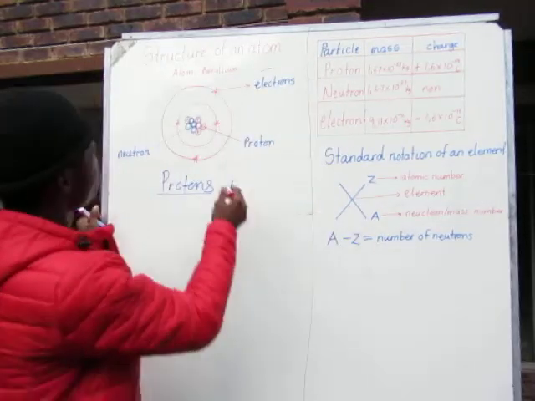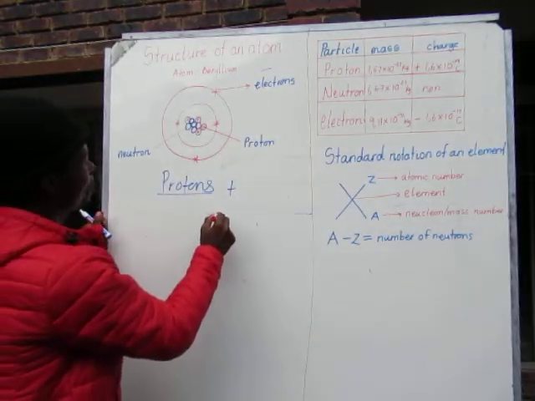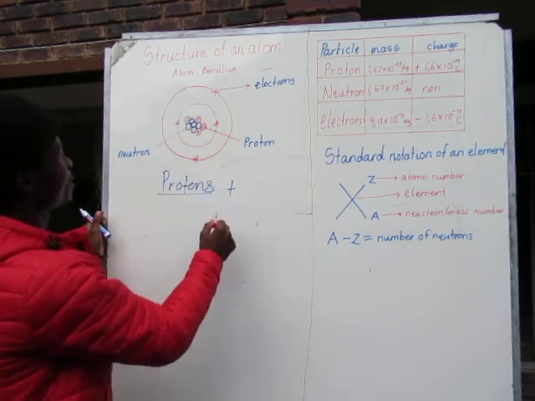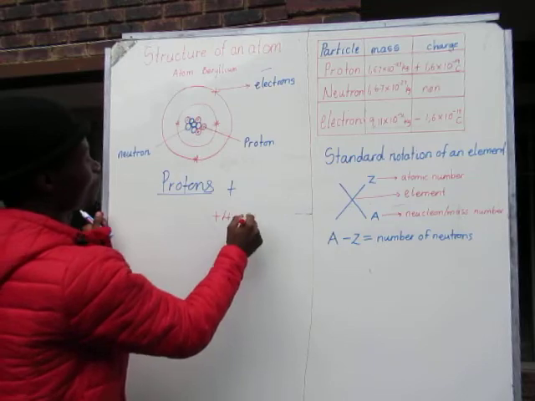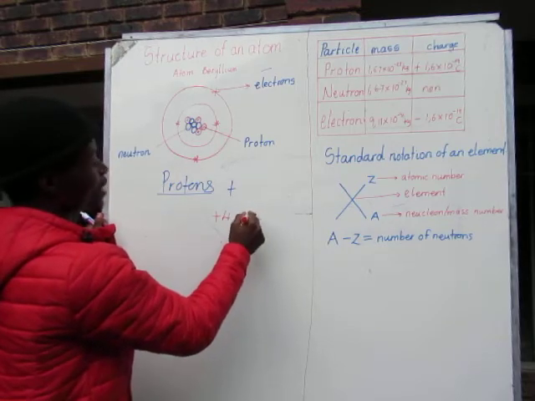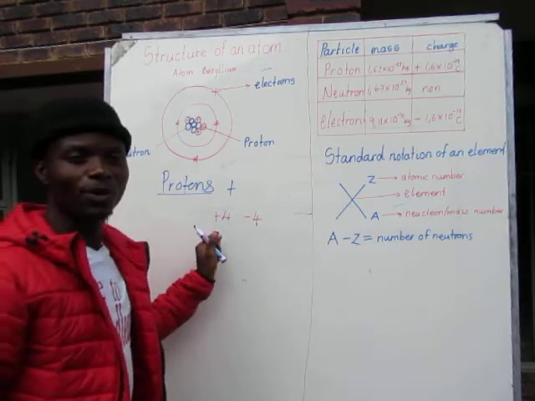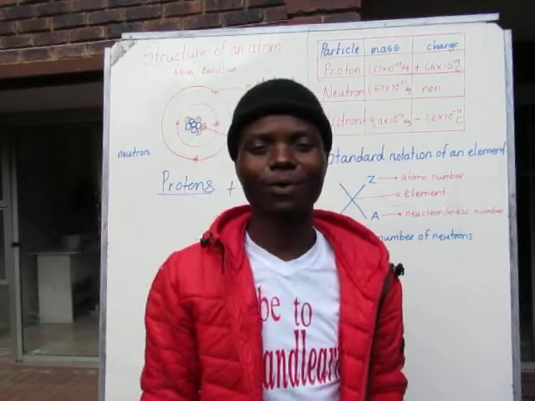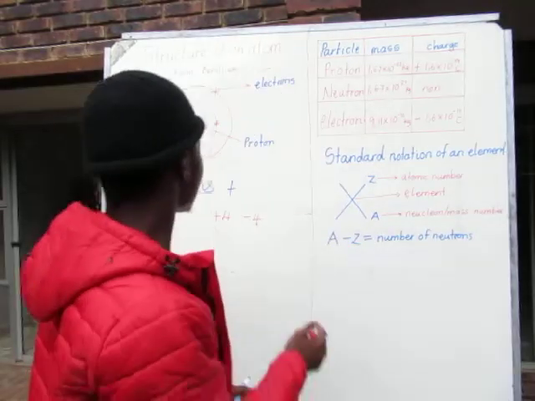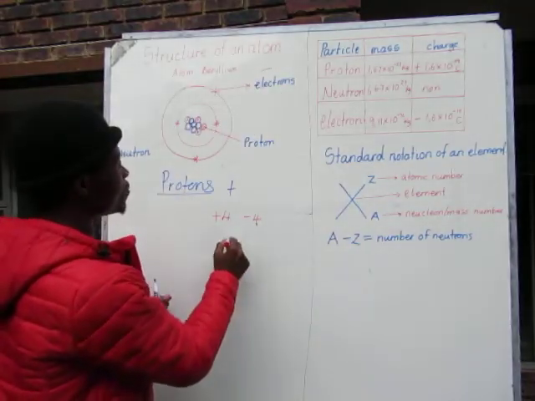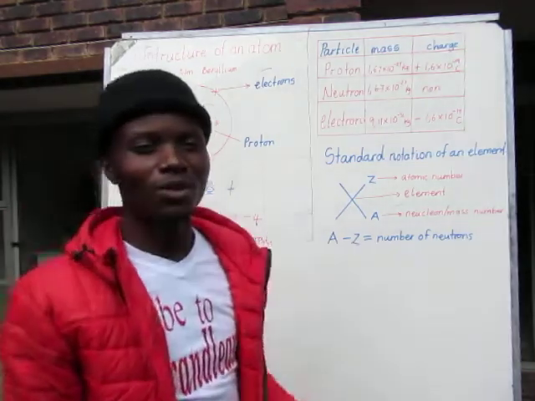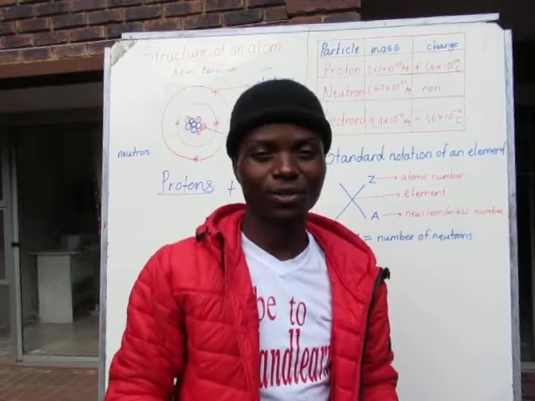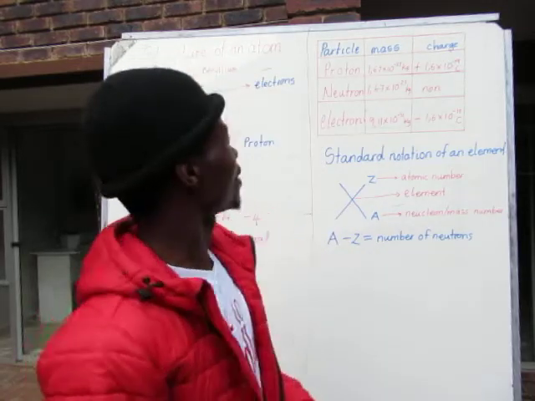That means in an atom, in this case beryllium, it has 4 protons, that means it also has 4 electrons which are negatively charged. So if we add positive 4 and negative 4, that comes down to 0. So we say an atom is neutral. The overall charge of an atom is neutral because the number of protons is equal to the number of electrons.